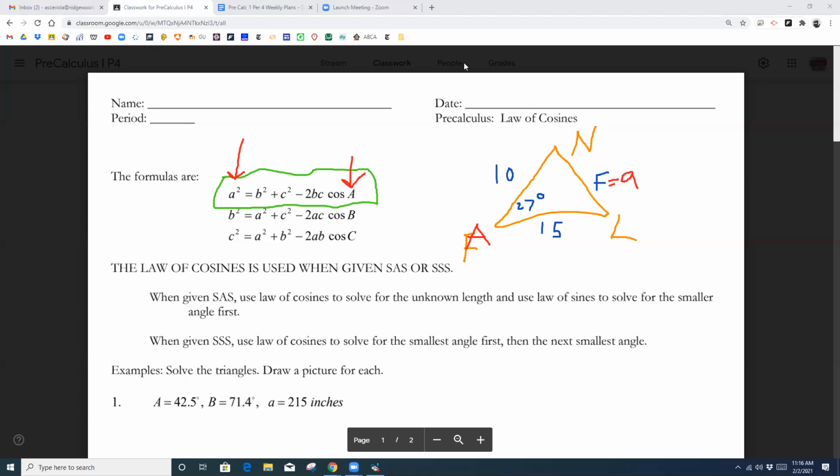Then B and C don't actually matter as long as you get the correct pair for angle A and side A. So this could be side B in the formula, and this could be side C. Or you could switch them around because they do the same thing in the formula. You just square them and add them, and then you multiply them here. You could do that in any order.